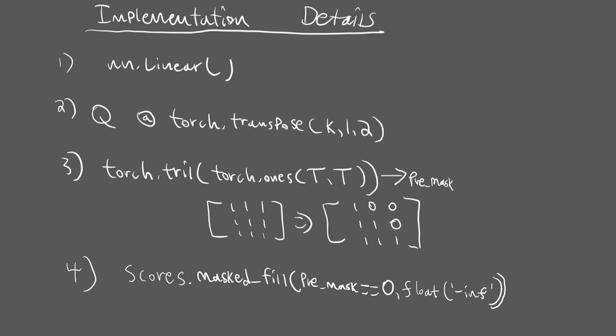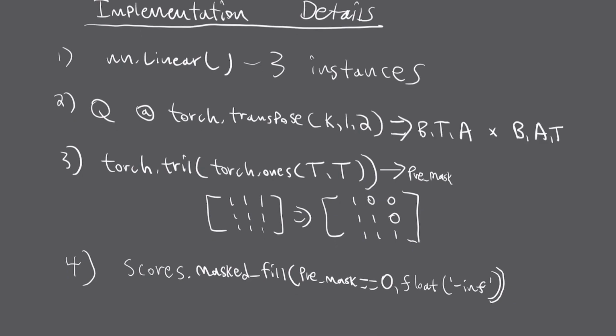In order to generate our keys, queries, and values, we're going to have in our constructor for the self-attention class 3 instances of nn.Linear. One of them for generating the keys, one for generating the queries, and one for generating the values. And you can imagine that in_features would be the embedding dim, or E, and out_features would be the attention dim, or A.